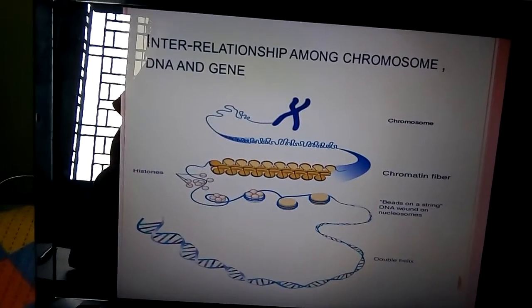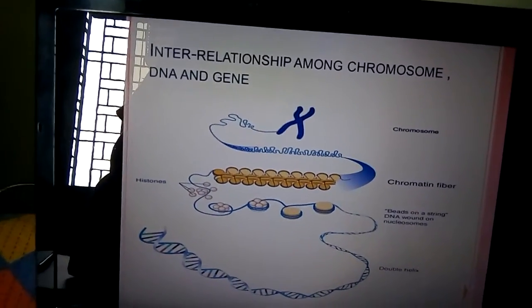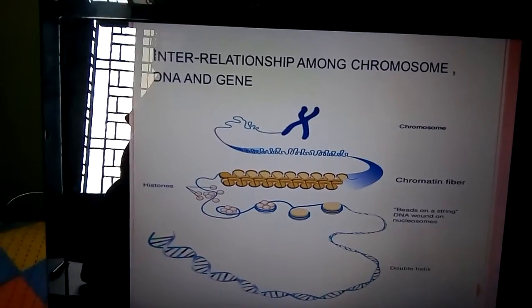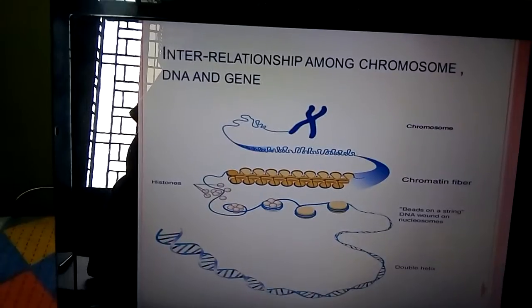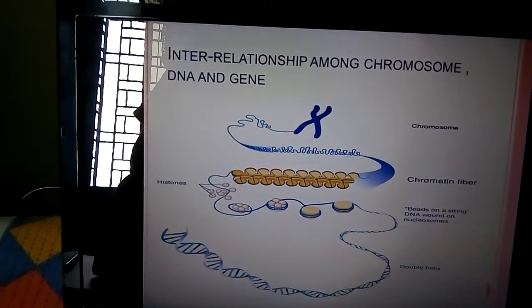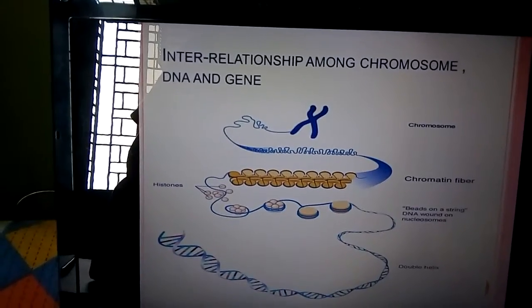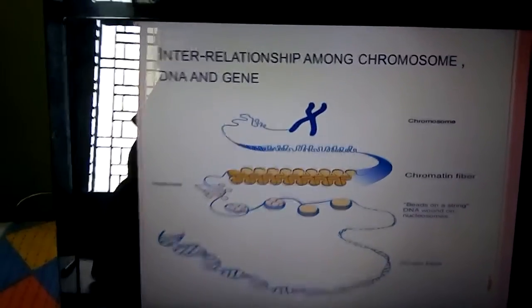We know that the unit of inheritance is the gene. Now, this was already discussed in our previous chapter, where is the position of genes and how they are interrelated with chromosome and DNA. Let me recap once again these three terms: chromosome, DNA and gene.